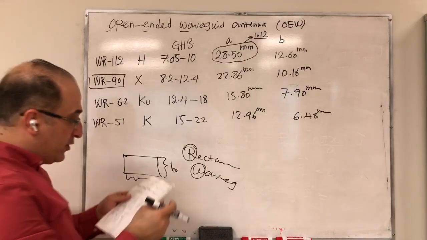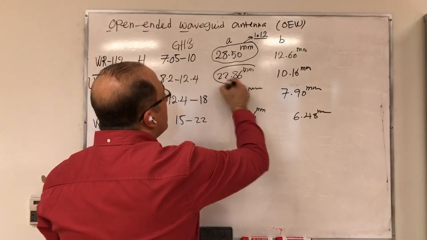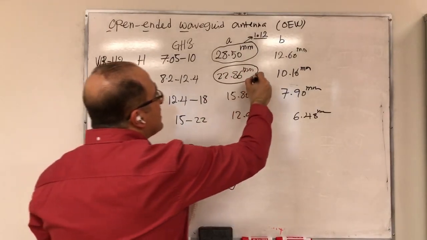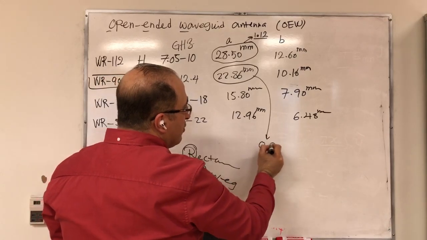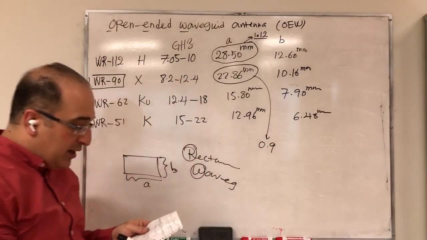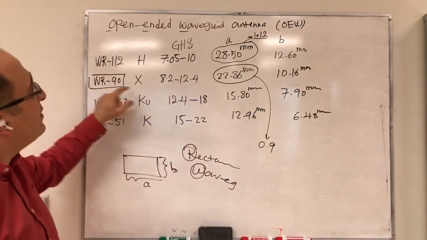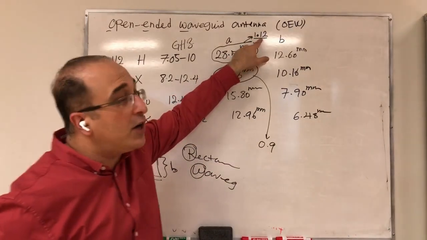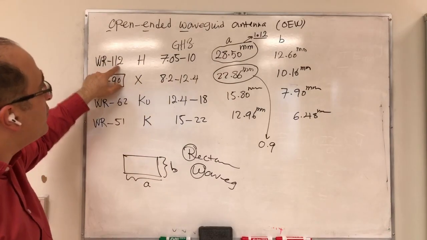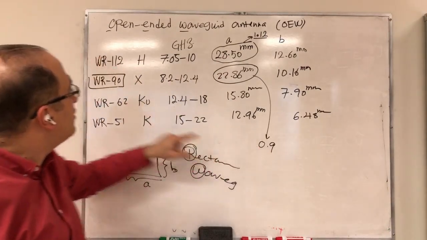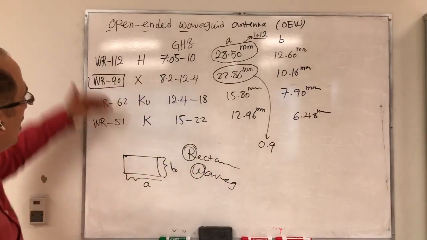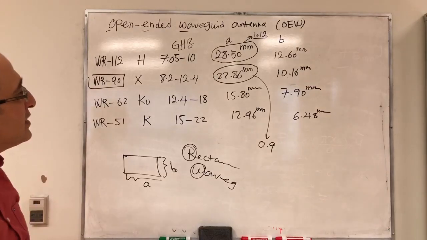And for example, we could do the same thing for 22.86, and that's going to become 0.9 inches. So if it's 0.90 inches, then the name 90. So 1.12 times 100, that's going to give you 112. 0.9 times 100, that's going to give you 90. So you see the naming structure here.